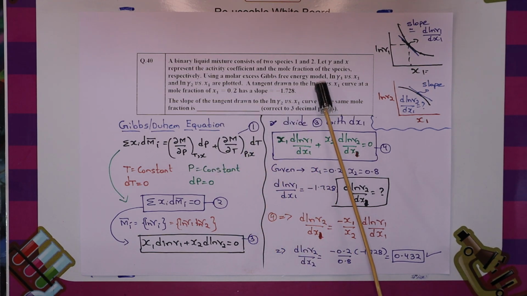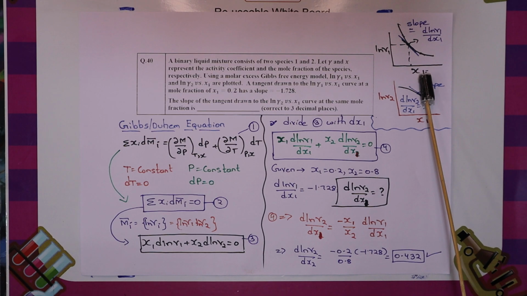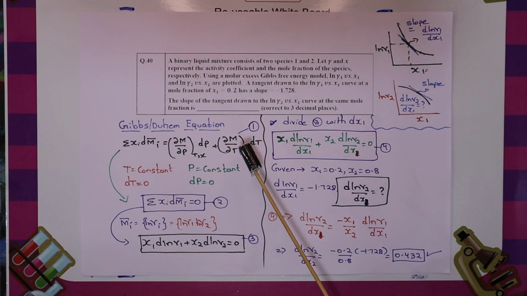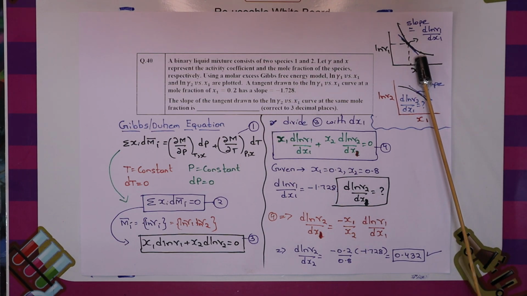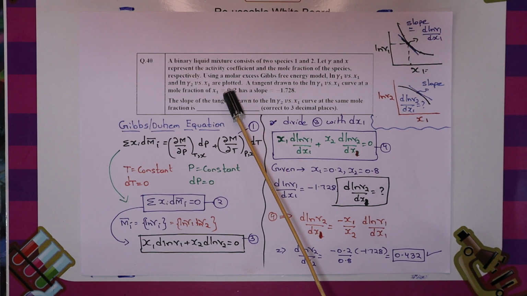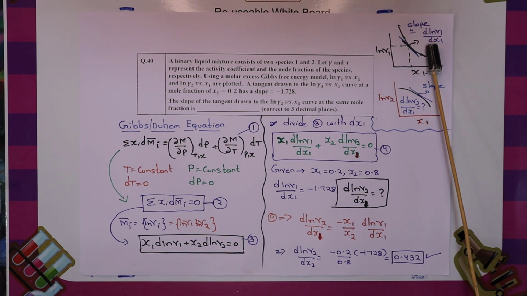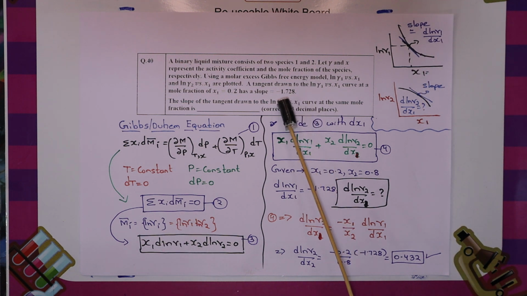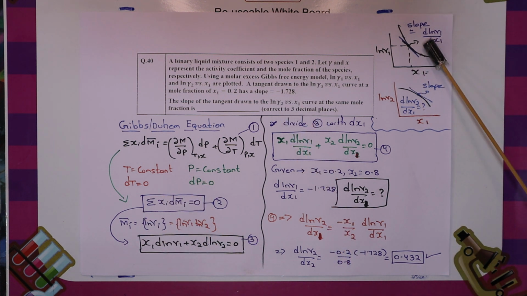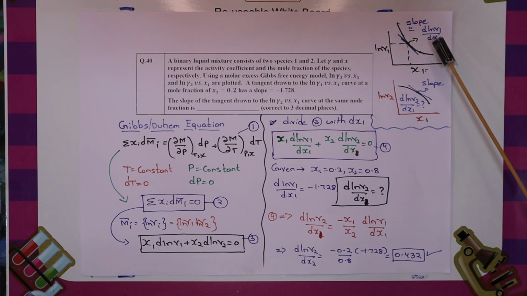That means it is provided for ln gamma 1 versus x1, and the slope is given as minus 1.728 at x1 equal to 0.2. That means d ln gamma 1 by dx1 is provided, which is minus 1.728. Using this given slope information, we are supposed to find the required slope. And we are going to take the help of the Gibbs-Duhem equation.